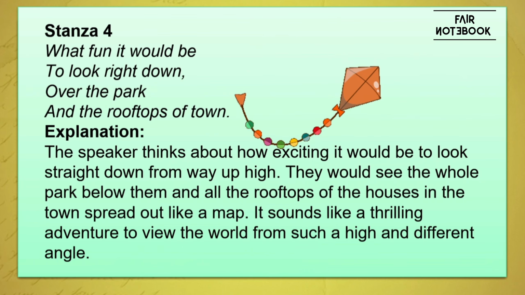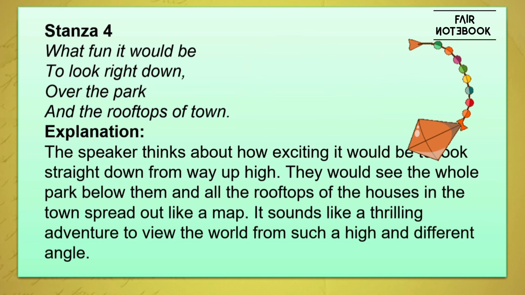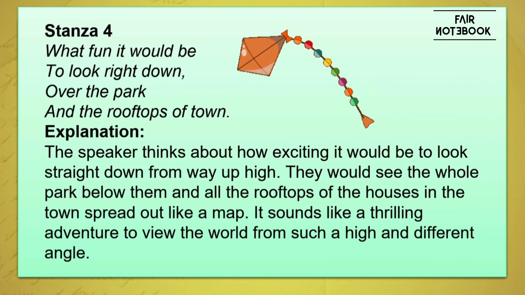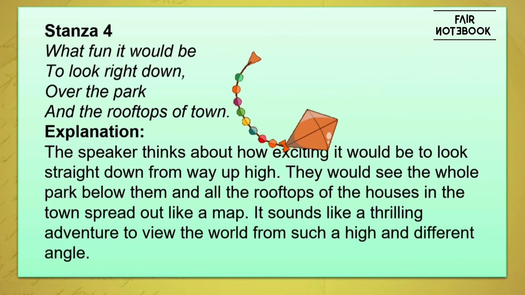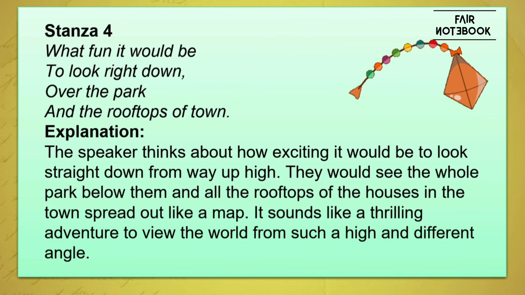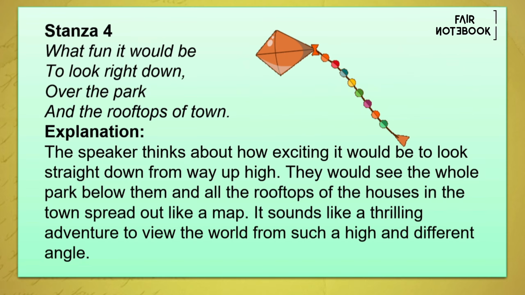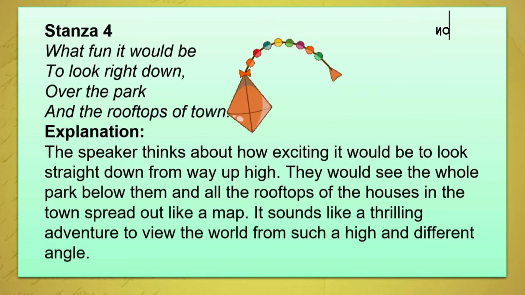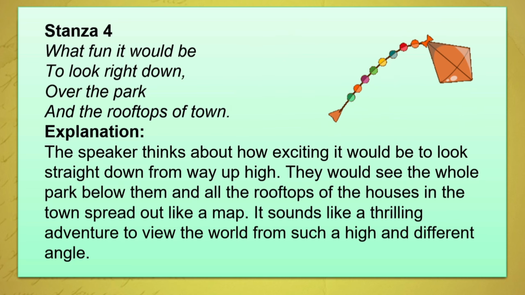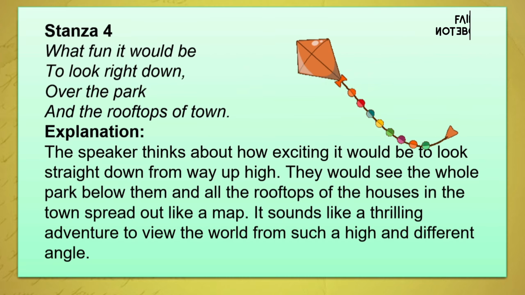Stanza 4. What fun it would be to look right down over the park and the rooftops of town. Explanation. The speaker thinks about how exciting it would be to look straight down from way up high. They would see the whole park below them and all the rooftops of the houses in the town spread out like a map. It sounds like a thrilling adventure to view the world from such a high and different angle.